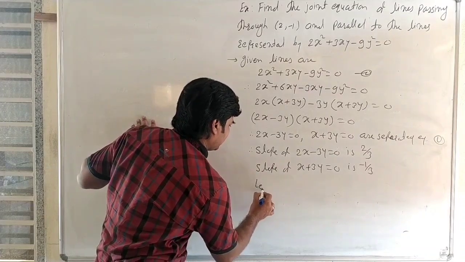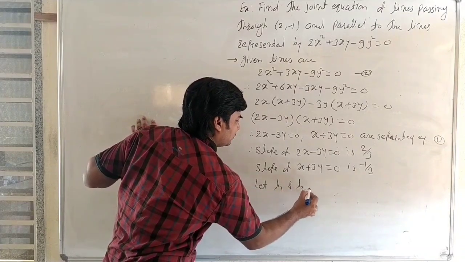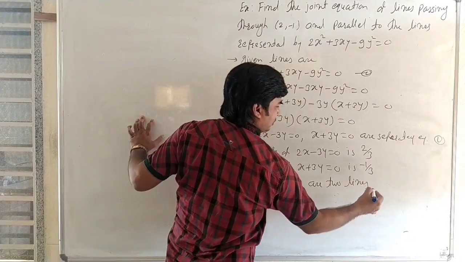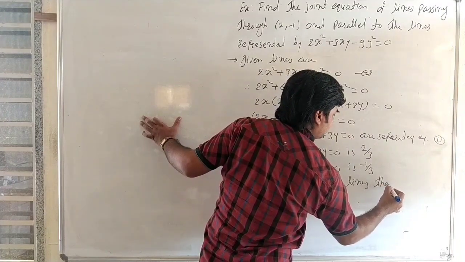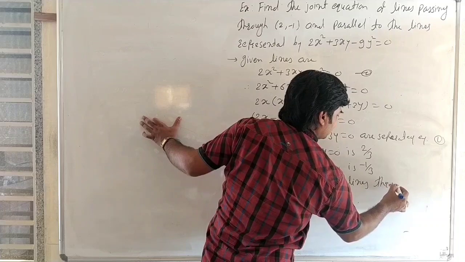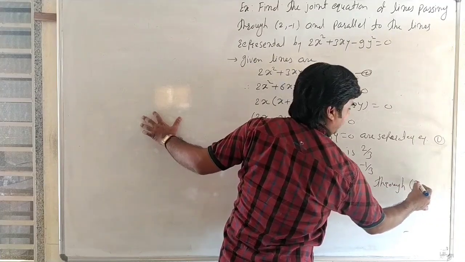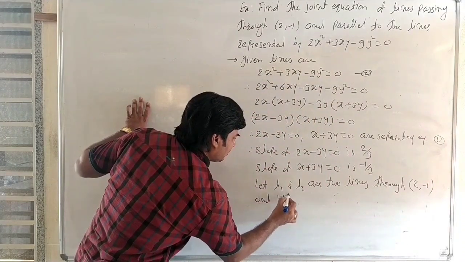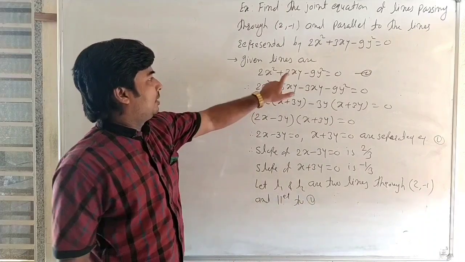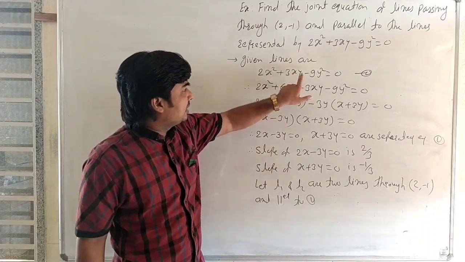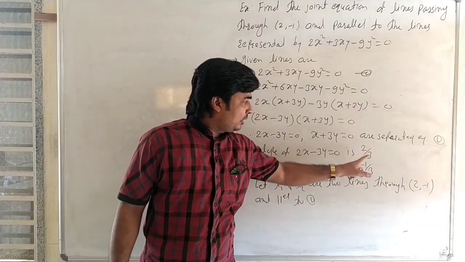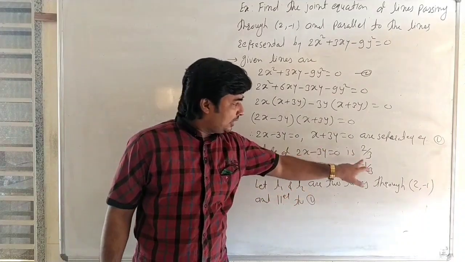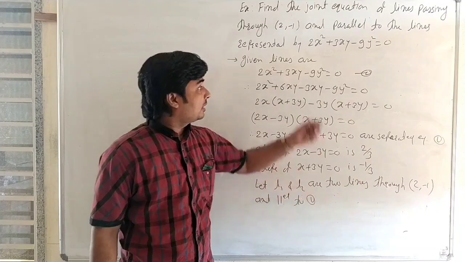Here, let L1 and L2 be two lines through (2, minus 1) and parallel to these lines. Therefore, the slopes of these lines are 2 by 3 and minus 1 by 3. Therefore, the slopes of L1 and L2 are 2 by 3 and minus 1 by 3 because L1 and L2 are parallel to these lines.